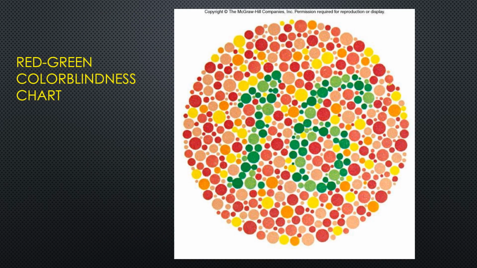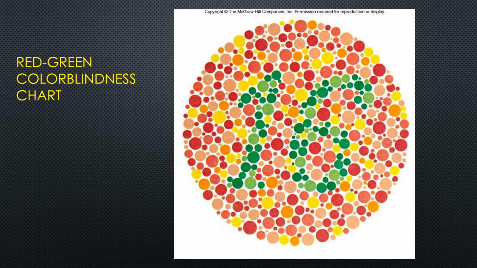So here is your red-green color blindness chart. So you should be able to look at this image, and if you have color blindness, you will not be able to see the number that is present. If you are not colorblind, you will be able to see the green number. And so I'd be interested to see which of you are colorblind and which of you are not.